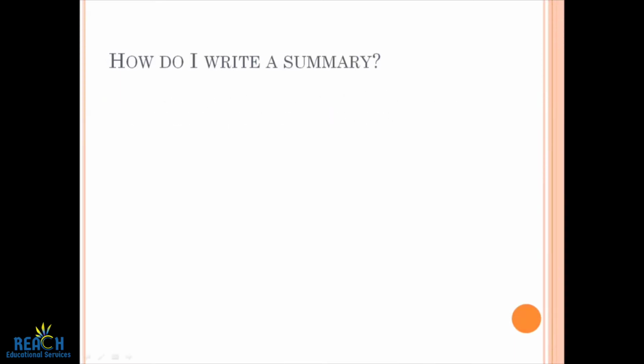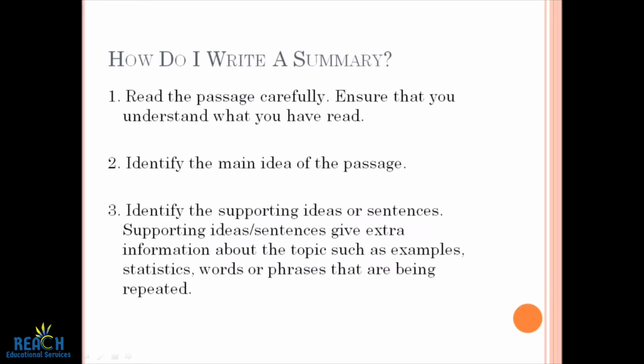How can I write a summary? If you want an answer to this question, please follow these steps and I'm sure you will be on the right track. Step 1. Read the passage first. Ensure that you understand what you have read. Use a dictionary for words you do not know, and you can add them to your personal list of new words. Step 2. Identify the main idea of the passage.